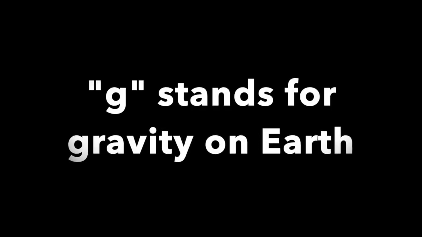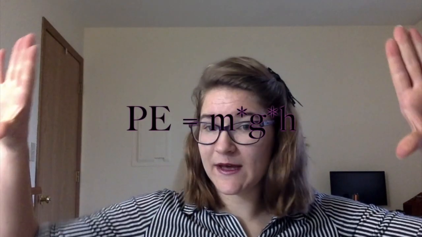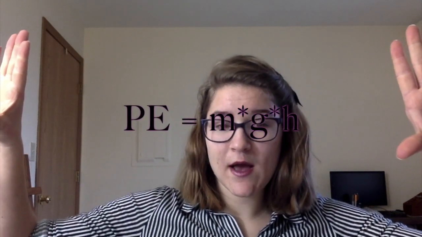Because we talk about gravity so much, we even gave it its own variable. We use the letter lowercase g to stand for gravity, 9.8 meters per second squared here on Earth. So here is the equation for gravitational potential energy.